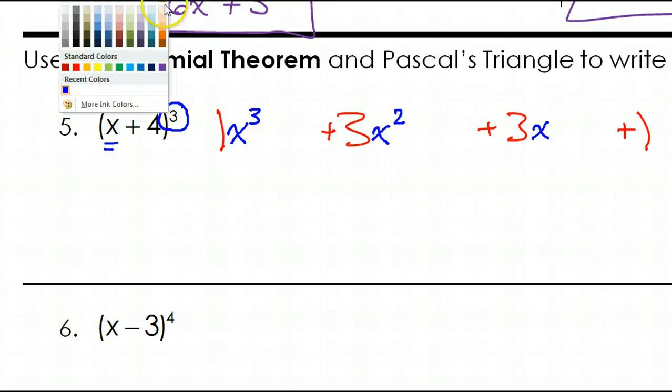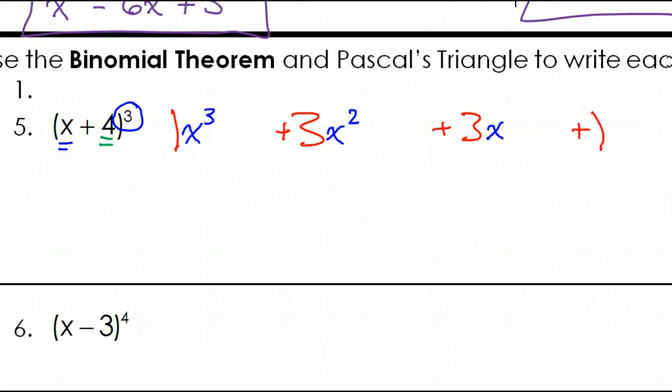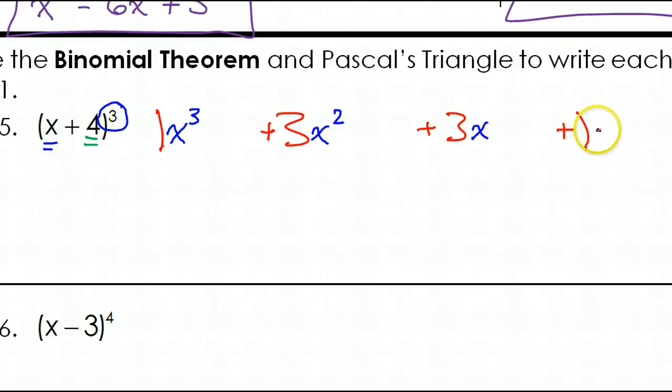Now, the 4 comes next. The 4 is on the right, so this time we're going to start off on the right with that 4, all the way over here on the 1. Now, the degree is still 3, so I will do 4 to the third power. Now, I'm going to decrease the exponent each time as I move to the left. So I start off with 4 to the third power, but then I have 4 squared, and then I have 4 to the 1 power, which is just 4, and then that's it. There will be no 4s on the first term.